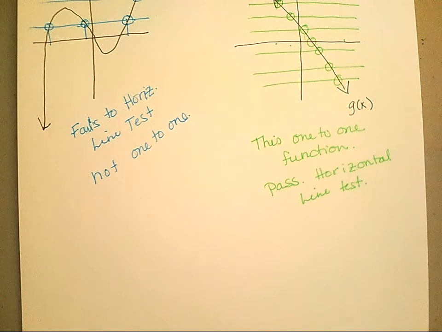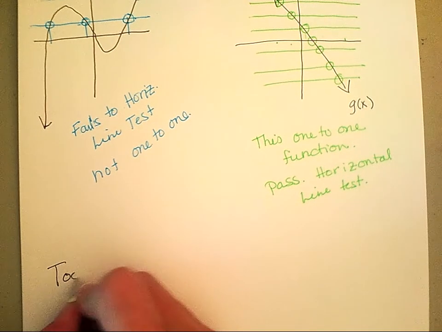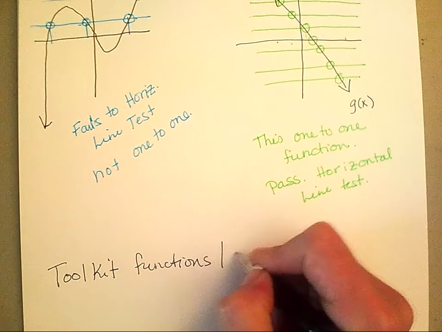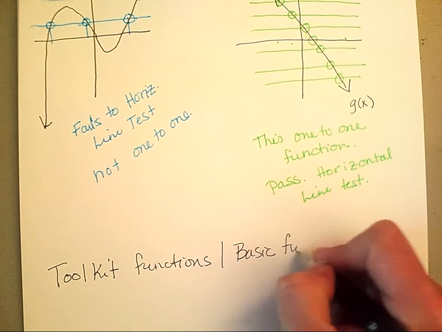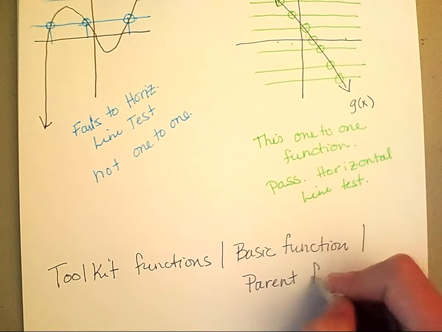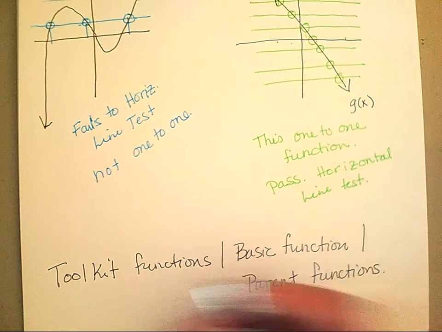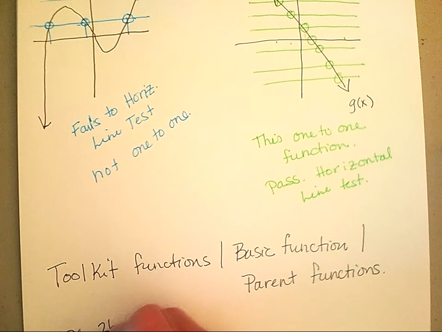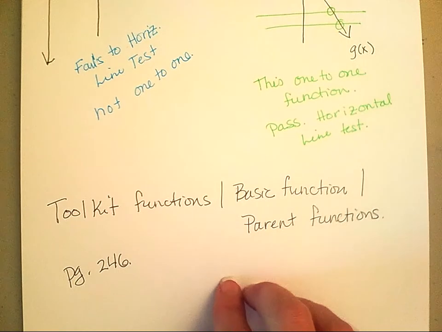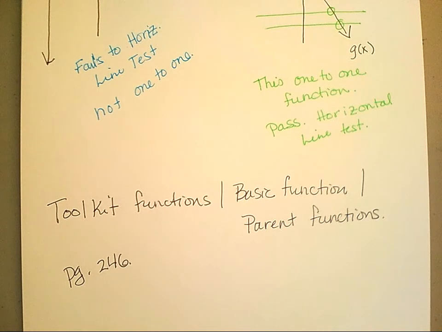And they begin on page, okay, so our toolkit functions. Your book calls them toolkit functions. Sometimes I call them basic functions. Also another word for that is the parent functions. Page 246 is where you'd like to start to help you understand what we're doing. These will need to be committed to memory, but we're going to work with them so much they should just become ingrained as part of who you are.